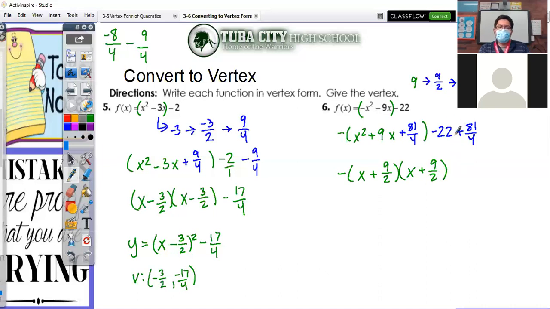And now I have to put these two together. And this one I am going to do it. I'm just going to take my calculator, and I could easily do it, but it's going to take a while. So 81 divided by 4. So negative 22 plus 20.25. So again, I just took 81 and divided it by 4, and that's what I got.